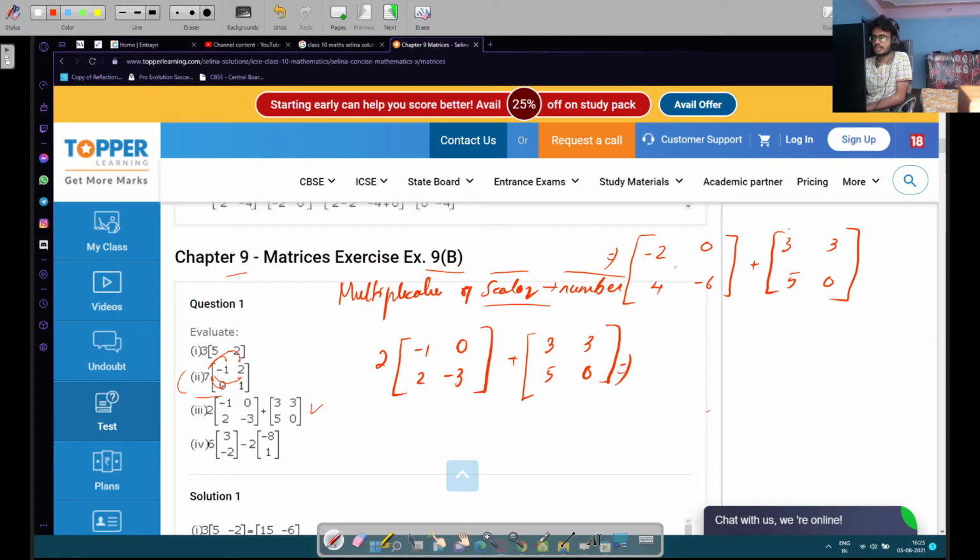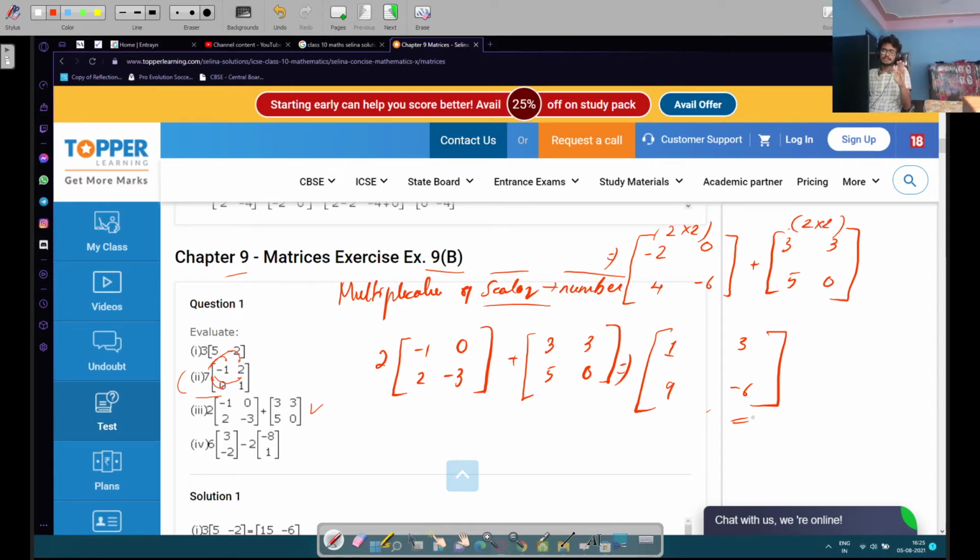So now we can directly add this, because this matrix is a 2 by 2 matrix, 2 rows 2 columns, and we are adding another 2 by 2 matrix. We can directly add it, no problem. So -2 plus 3 is 1, 0 plus 3 is 3, 4 plus 5 is 9, -6 plus 0 is -6. So this will be your final answer for that question. It's very simple. If you're told to multiply a matrix with a scalar or simply a number, then what you do is just multiply that number inside. Just multiply that value of the number to all the elements of the matrix, right? And that will give you the answer.